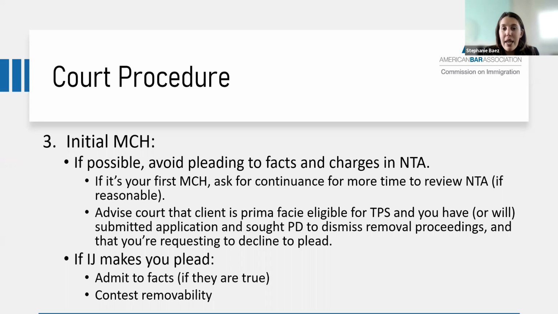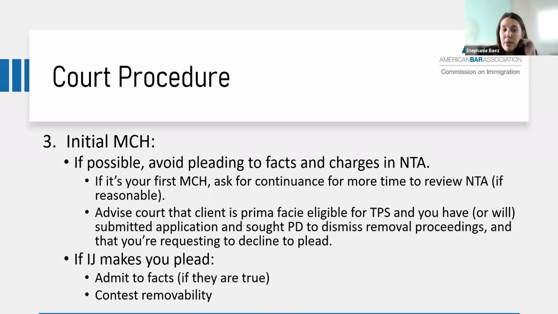If it's your first MCH, you can ask for a continuance to have more time to prepare or review the NTA with your client, if that's reasonable based on the amount of time you've had with your client. Or you can tell the judge that your client is prima facie eligible for TPS, that you filed for TPS, and that you're seeking PD to dismiss, that you've already done so, or that you will do so. And you can ask the judge that you don't have to plead.